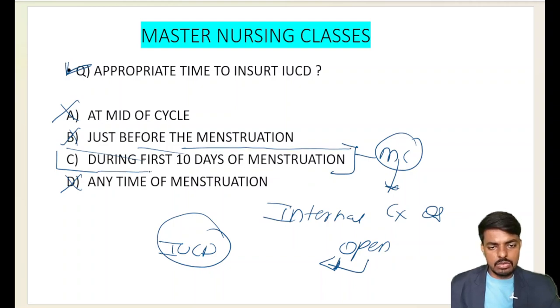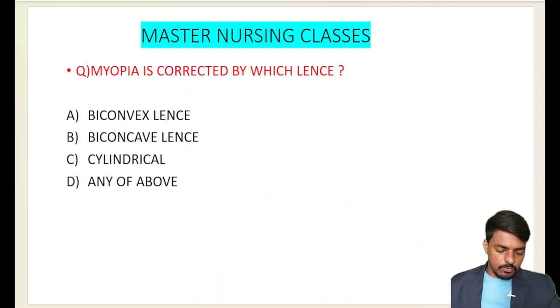Why? Because during the bleeding, the internal os is open, so we can insert easily during the first 10 days of the menstruation. So very important. Okay, so this is your answer. So let me go to this question.